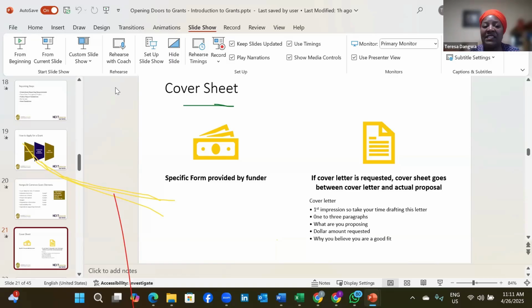And in that cover letter, you are addressing what it is that you're proposing. You are talking about the dollar amount. You're not saying what exactly each dollar is going to be used for. You're just saying, we are asking for $10,000 to do ABCD, right? To do an after-school program for our children. And then you also want to include why you believe you are a good fit to be funded this amount of money.